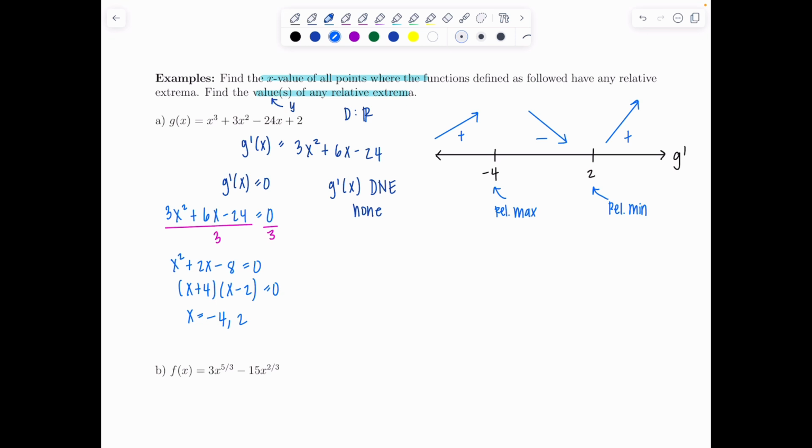And then the problem asked for the actual values, the actual function values. So you're going to go ahead carefully plug in -4 for x into the original, and 2. So I did that for you already just so we can get the ball rolling. So g of -4 is 82. That's our relative max. And then g of 2 is -26. That's the relative min.